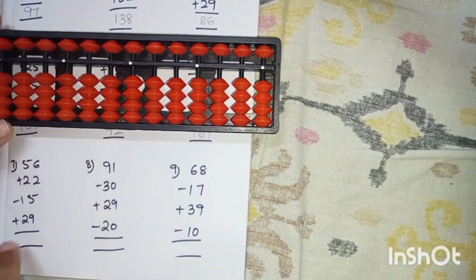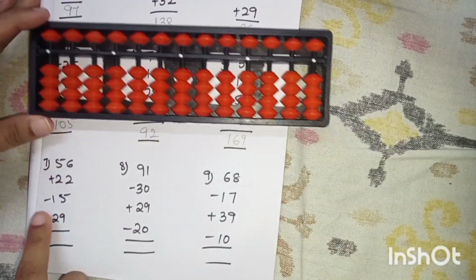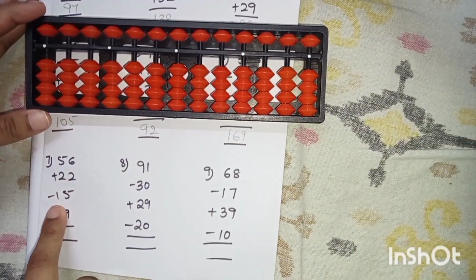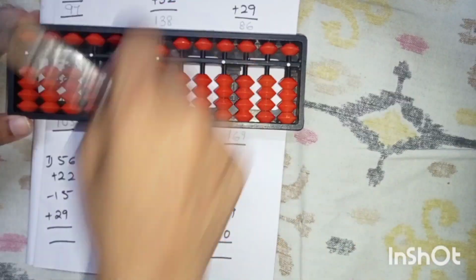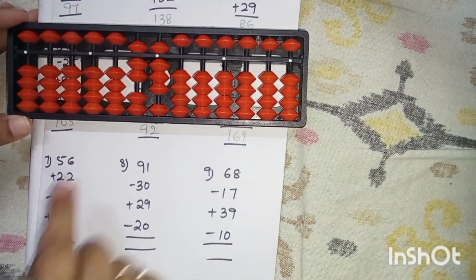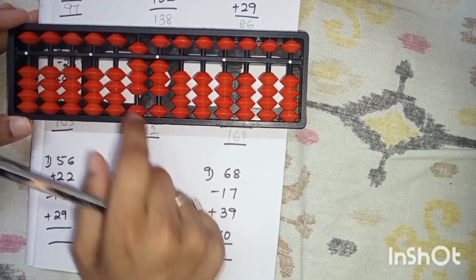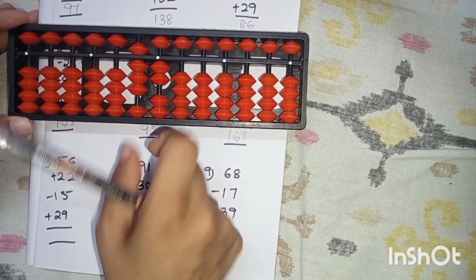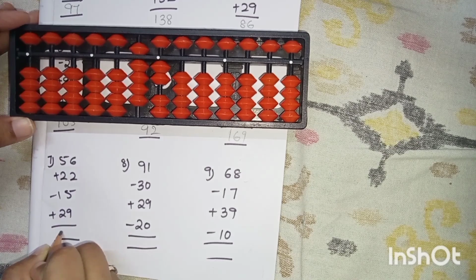Clear the scale. Seventh one, 56 plus 22 minus 15 plus 29. 56 plus 22 minus 15 plus 29 is minus 1 plus 10, big friends formula. So what is the answer? 90.